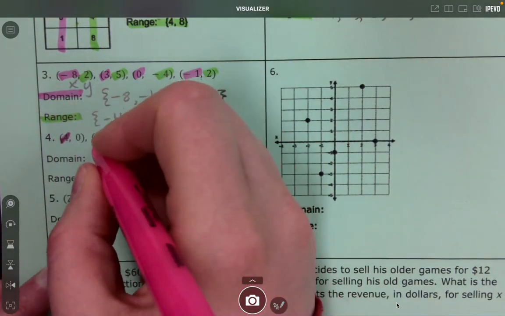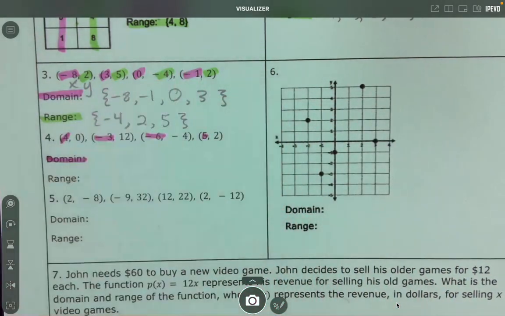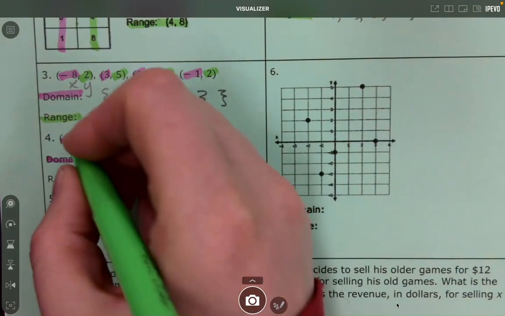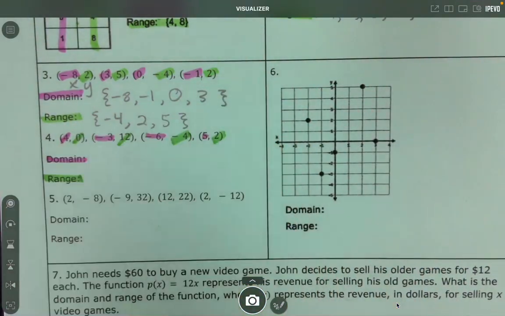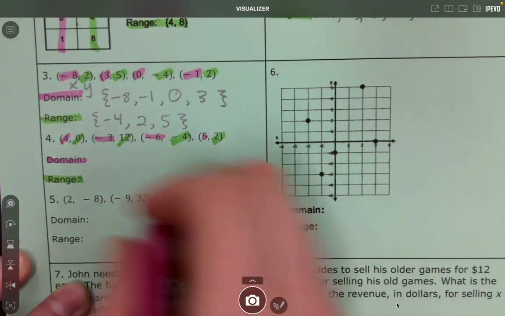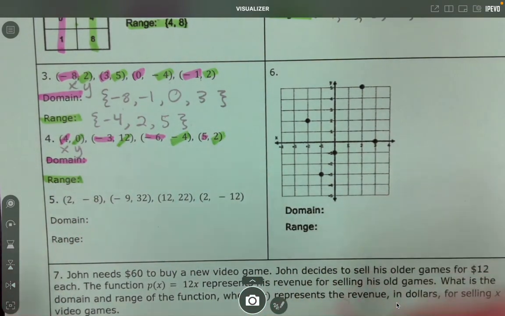For the same thing, I'm going to go through and highlight all of my X values. That's my domain. And then I'm going to go through and highlight all of my Y values. My Y values are my range. So remember, we're always substituting something in for X and getting something out for Y. So ordered pairs are XY. They are in alphabetical order.